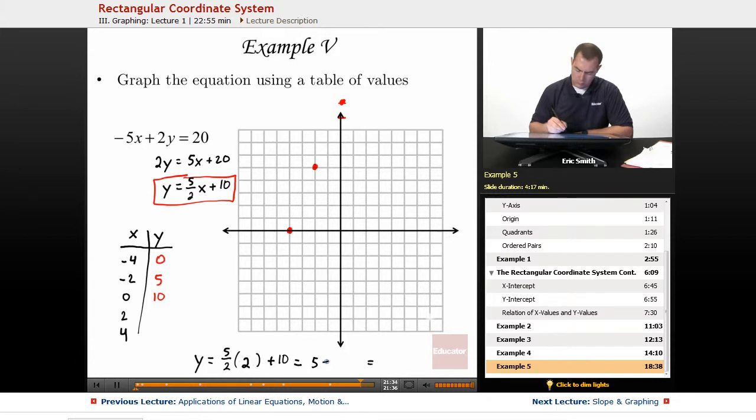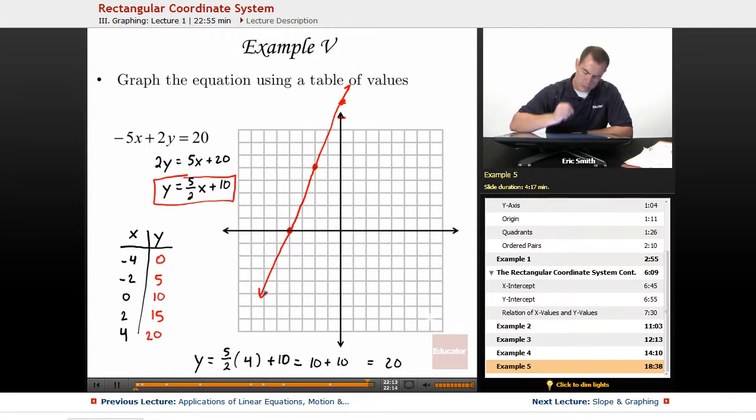So if I put in a 2, I'd have 5 plus 10, which would be 15. And let's see, one more. If we put in a 4, 4 times 5/2. Let's see, what would that give us? I think a 10 plus another 10, and we'd have 20. So now we have plenty of points, so we can go ahead and graph this out. I'll go ahead and connect the dots. So the graph of this equation looks like this.